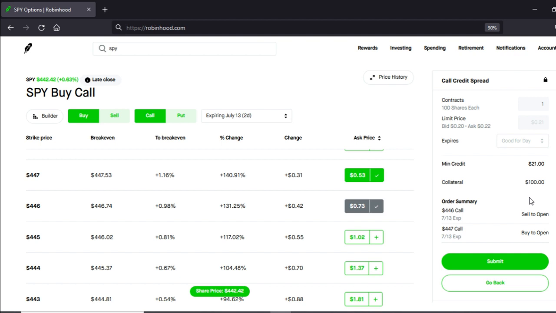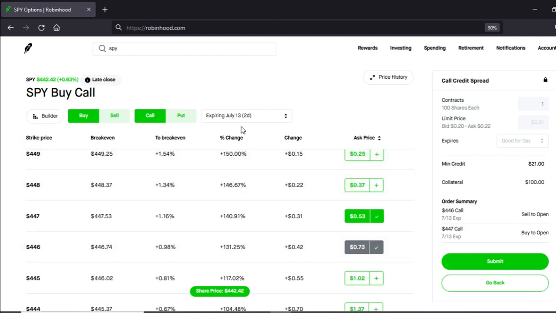Now, the other way this trade could go, once again, come expiration date on July 13th, if SPY is trading at any price above 447, then that is a loss. That's what we consider a loss. Now, although it is a loss, you still get to keep your $21. That is yours, like I said, no matter how this trade goes. And now you lose your $100 collateral, but the total loss would not be $100. Your total loss would now be $100 minus your minimum credit. And in this case, it's going to be $79. So you only lost $79.